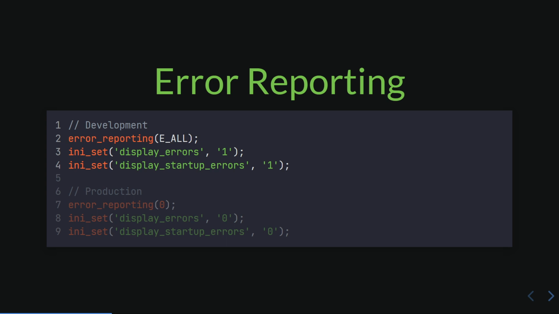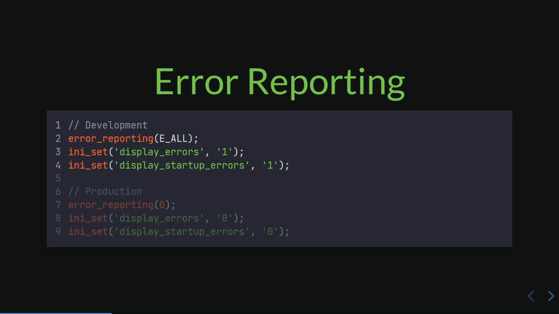Together, these lines ensure that any errors that occur during the execution of the script will be displayed on the screen, rather than being hidden from the user. On a production server, it is generally not recommended to display errors to the end users, as it can reveal sensitive information about the server and application, and it can also be a security vulnerability.